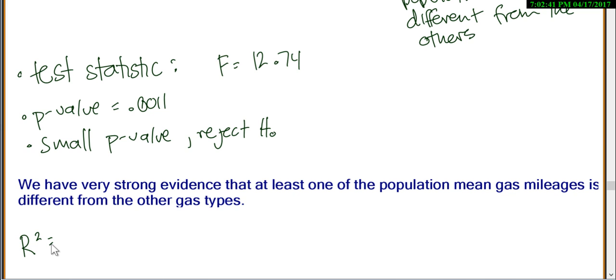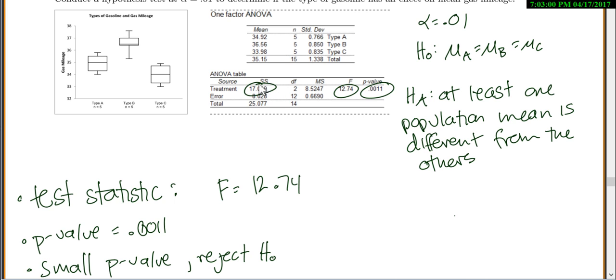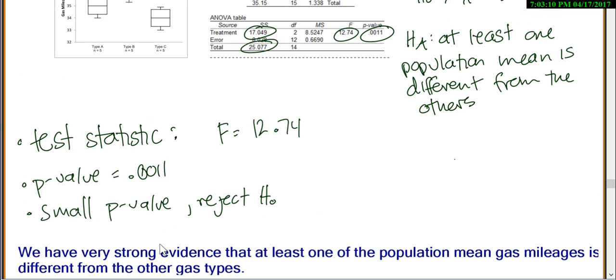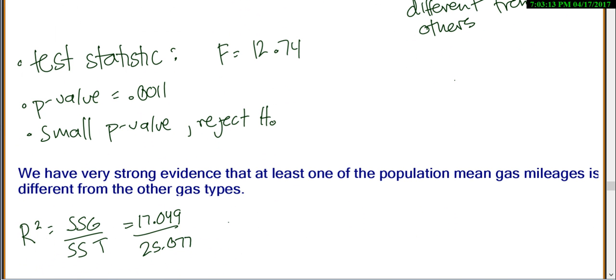And we'll calculate R squared. R squared is almost kind of our way of telling us how practically important it is. So your p-value tells you how sure you are statistically, and the R squared is kind of one of our first measures we've seen of how practical it might be. So R squared, again, sum squared group over sum squared total. So our sum squared for groups is 17.049 and the total is 25.077, which is 0.6798.